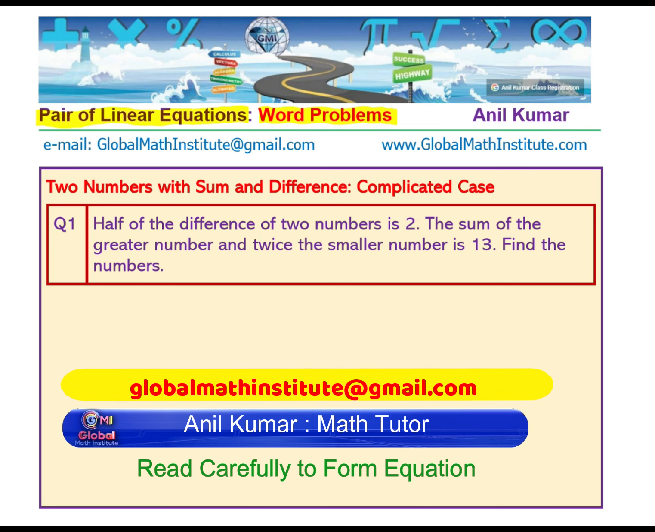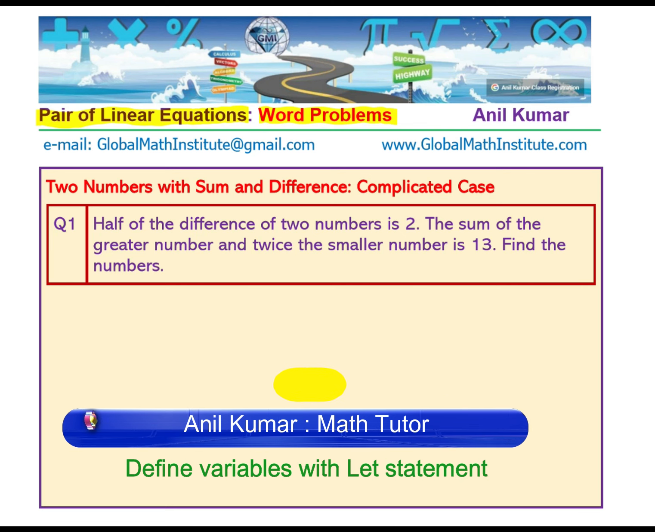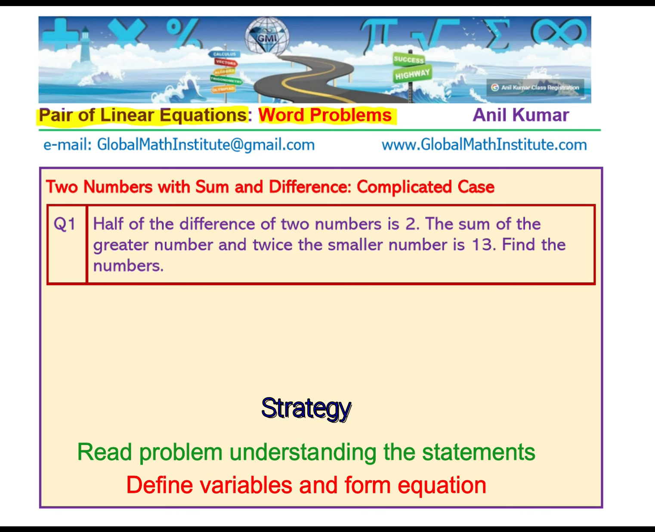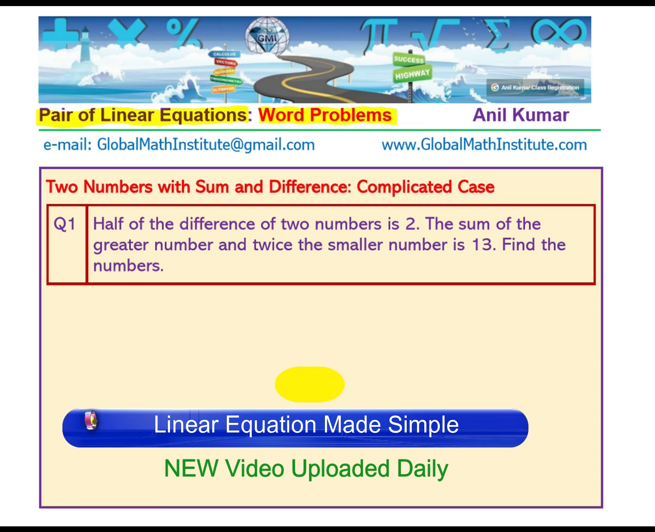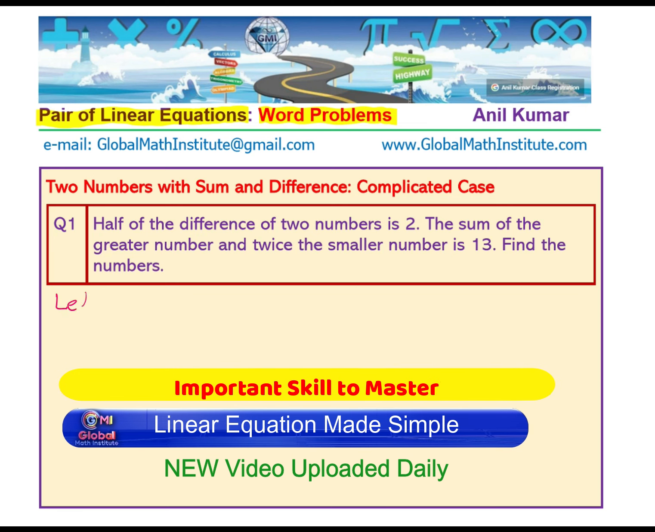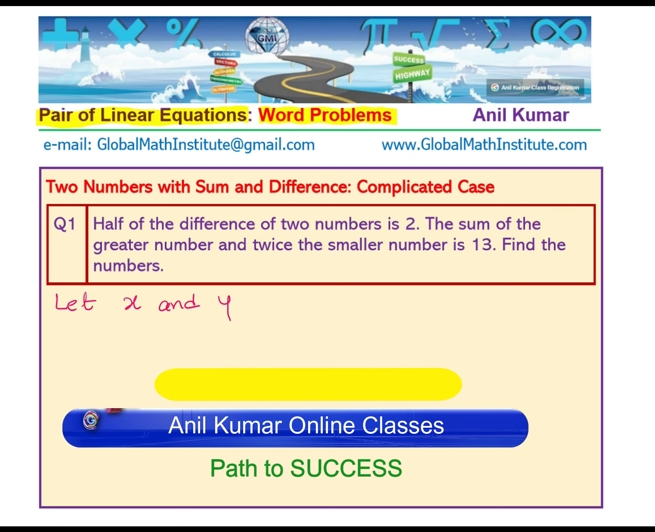Right, so question number 1 is half of the difference of two numbers is 2. The sum of the greater number and twice the smaller number is 13. Find the numbers. So let's define the numbers as variables. So let x and y be the numbers.